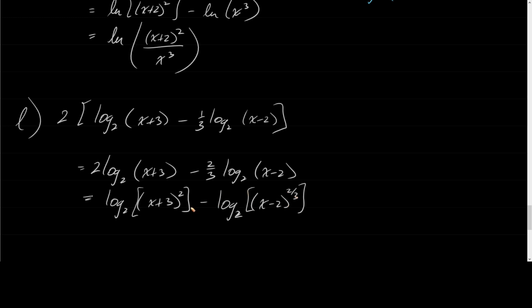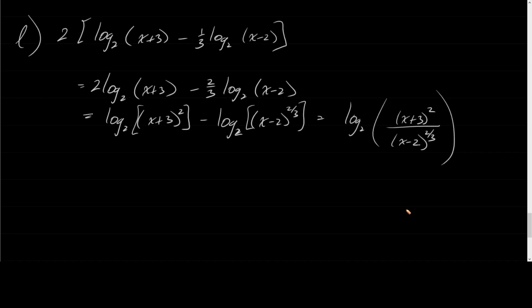And finally here, using the quotient rule, I can rewrite this as log base 2 of (x plus 3) squared over (x minus 2) to the 2/3. All right, and if you really wanted to, you could write this as the cube root of (x minus 2) squared. I'm going to leave it as that. But I did say that there was another way of doing this problem.